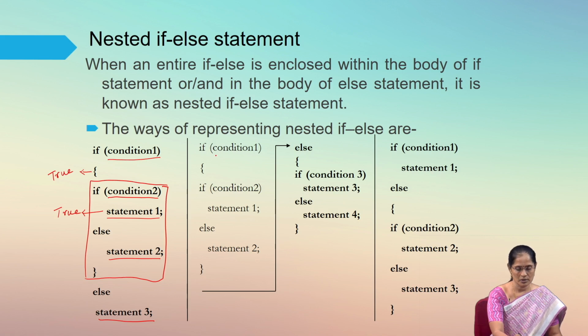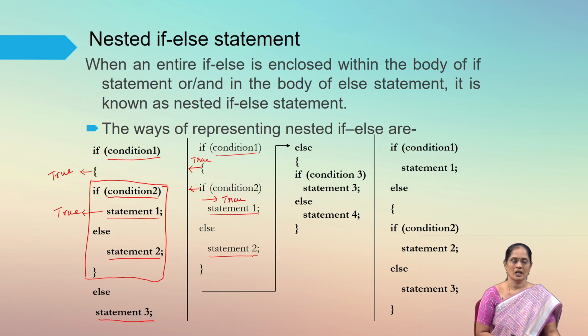Then the second way of handling a nested if statement is this. If condition 1 is true, it means this is the true block of this statement, so it starts executing the true block. If it is true, statement 1 is executed, or otherwise statement 2 is executed. Then in the else part also we can go for checking one more condition. If condition 3 is satisfied, then we execute statement 3, or else statement 4.